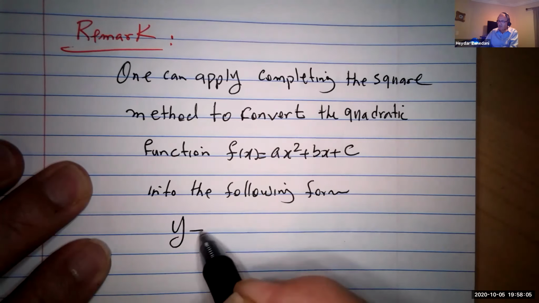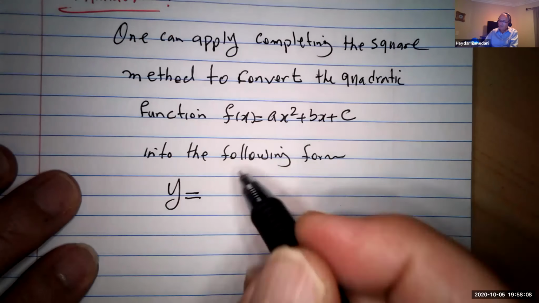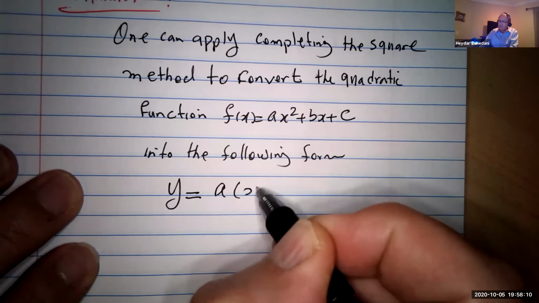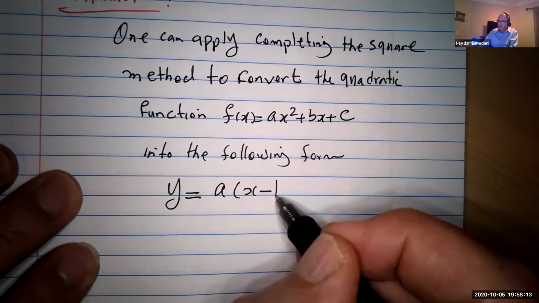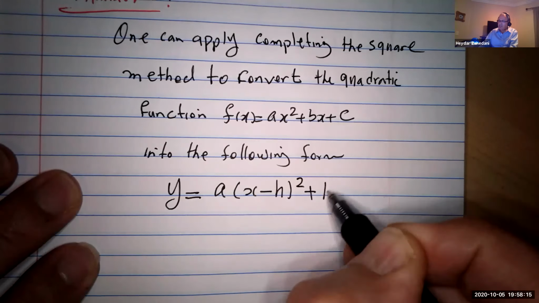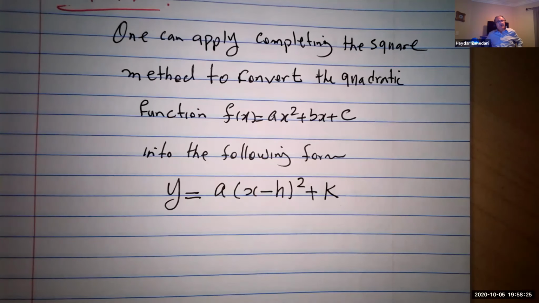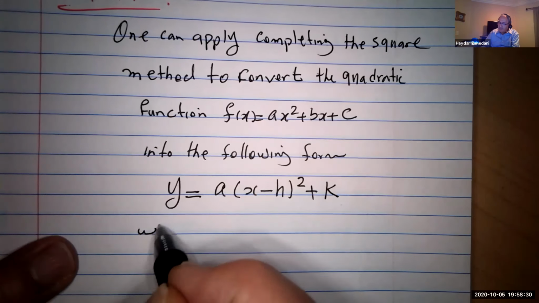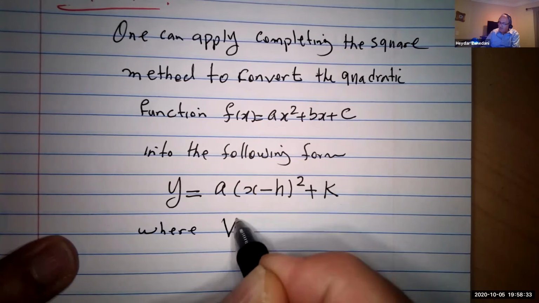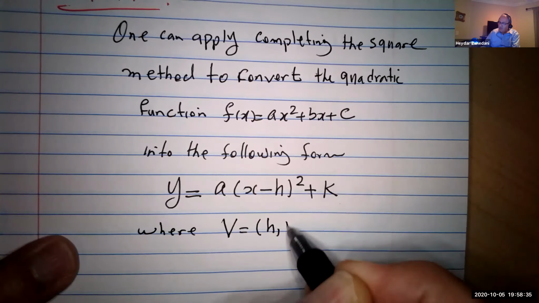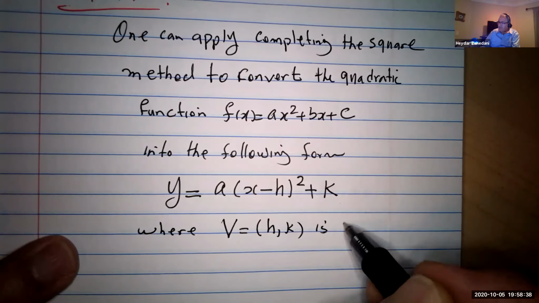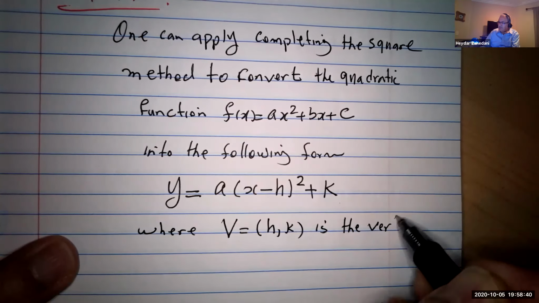It would be y equal to, or f(x) equal to a, you have to factor out the a, times (x - h)² + k. If the coefficient of x² is 1, it can be nicely done, and sometimes it's easy to know. Okay, we can write it down in this format. When you write it in this format, you see, the vertex v = (h, k) is the vertex.